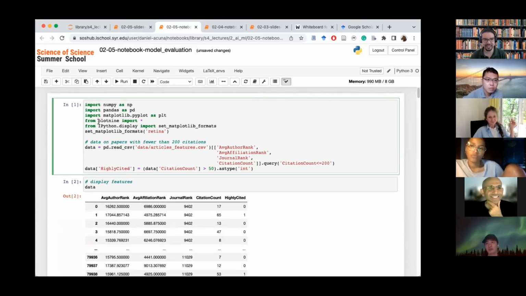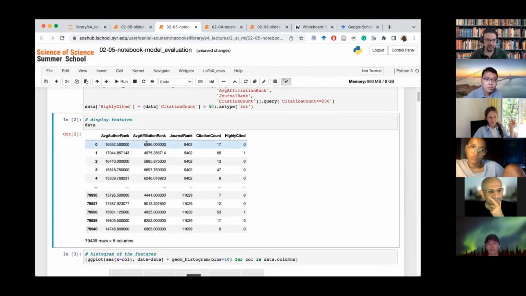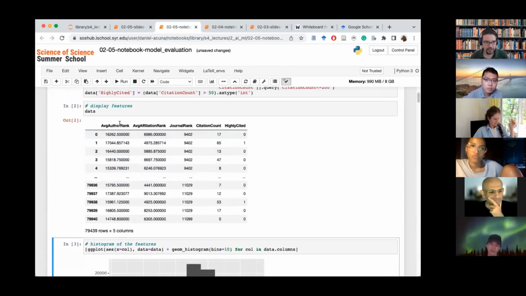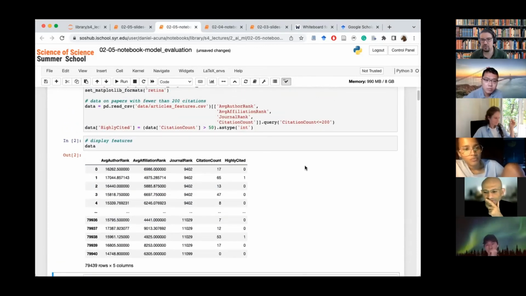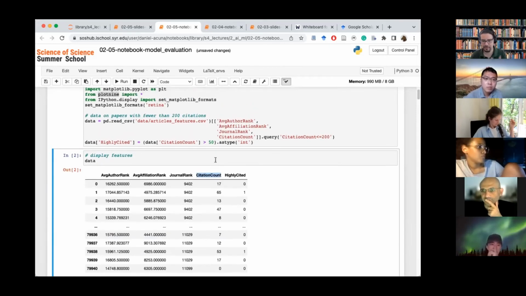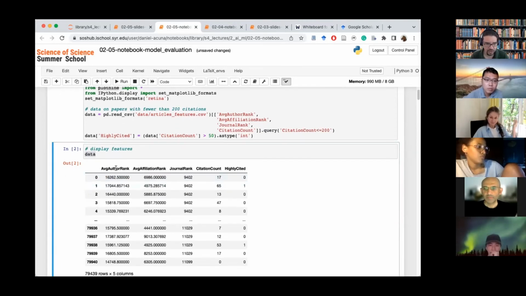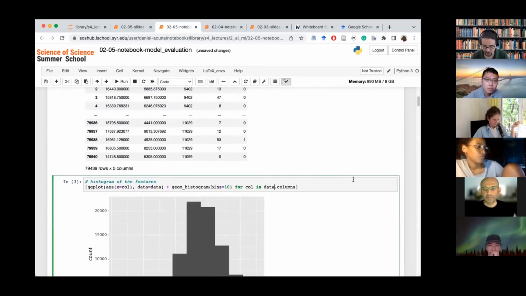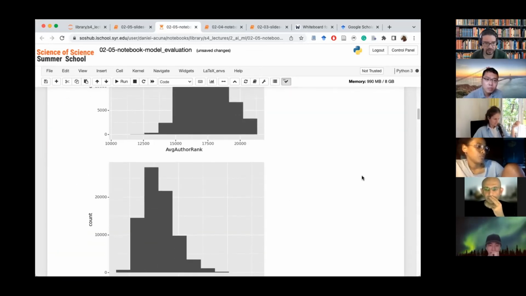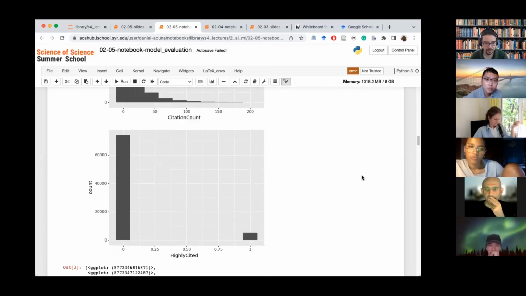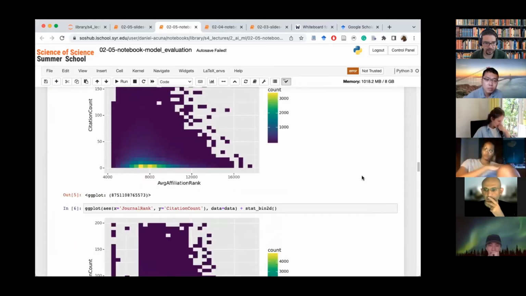It's called Plot9. So I have a data set of this example where I'm trying to predict the citations of a paper, based on the journal rank, the average affiliation rank, and the average author rank. So I have that data. These will be my features and this will be my outcome. And I'm going to use ggplot to produce the plot of the different features. Okay, so I'm going to skip this.